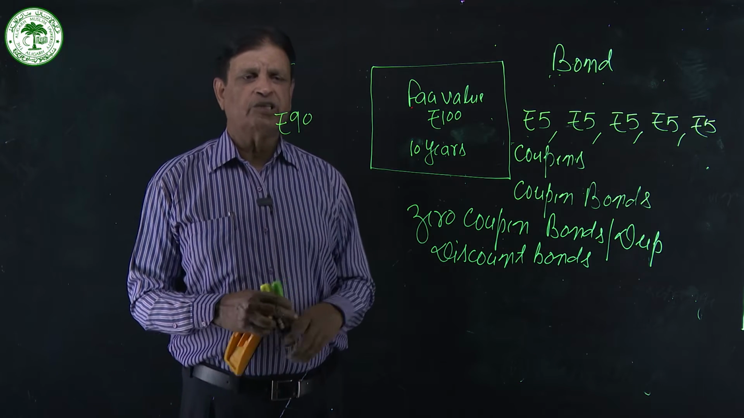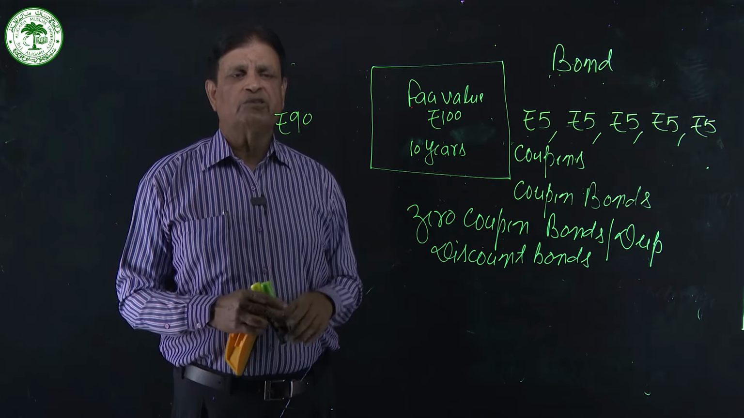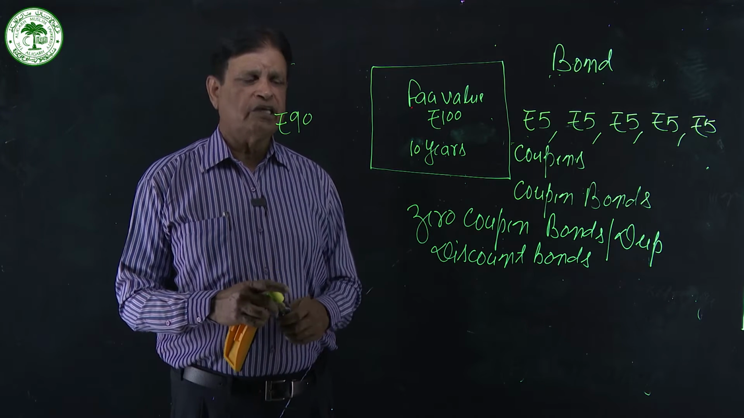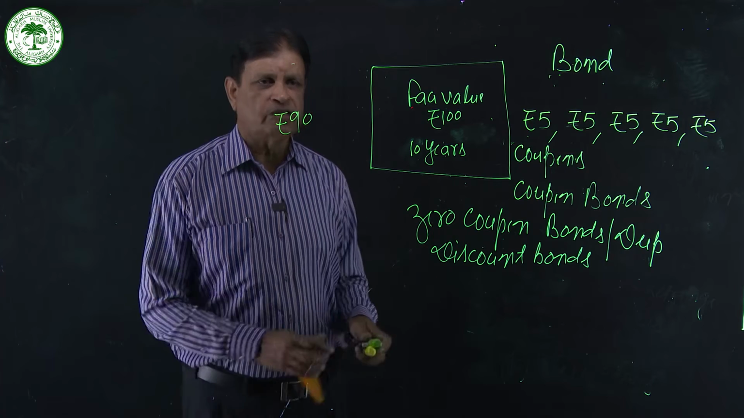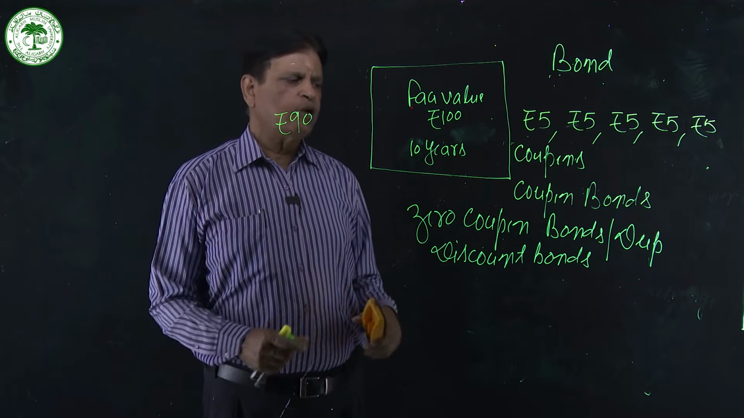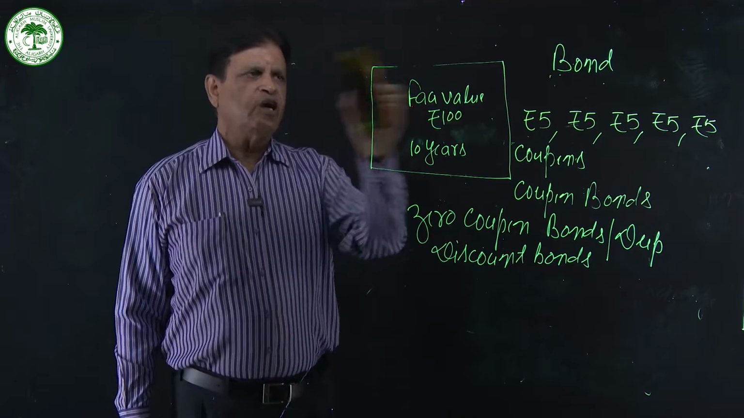That is, this is not a question of discounting for 1 year or 2 years. This discounting is going to be over a long period of time, and that's why these bonds are known as deep discount bonds.